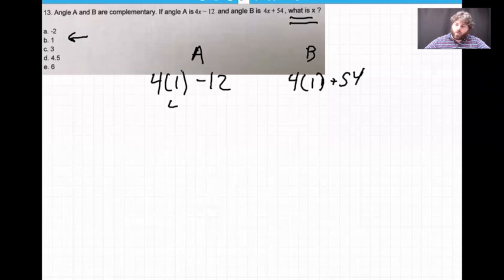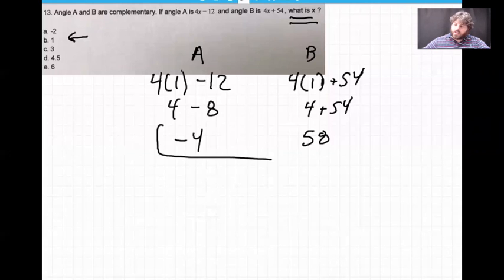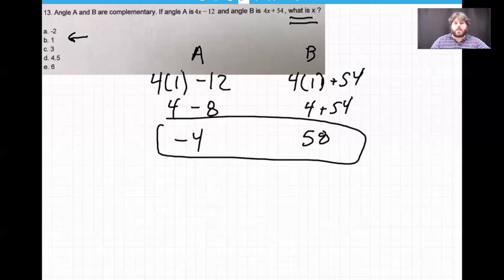4 times 1 is 4. 4 minus 12 is -8. And this would be 4 plus 54. That would be 58 degrees. You can tell those aren't complementary. They don't add to be 90. Plus also you get a negative number here. So that's weird. That wouldn't work ever.